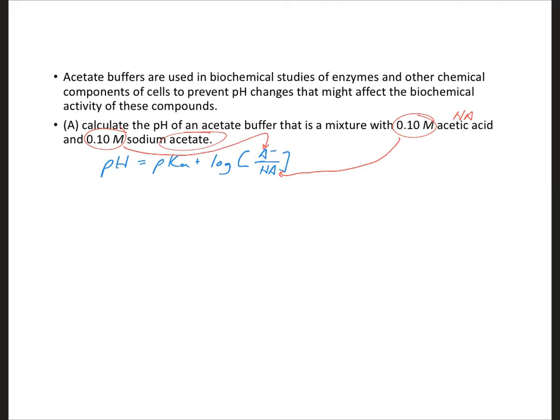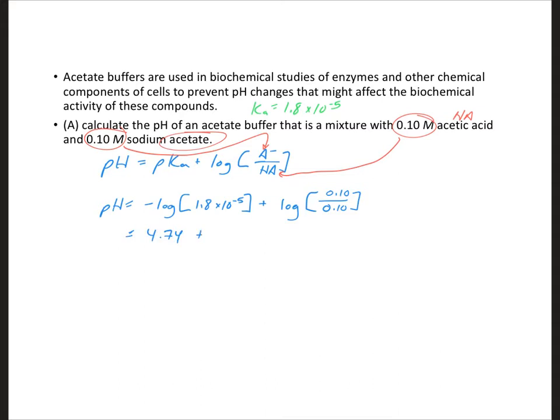So now what we're going to need is the Ka, and we've already worked several problems now with acetic acid. You could look that up or remember that it's 1.8 times 10 to the minus 5. That's the Ka that we've been working with. And so now let me plug in all those values, and then I can go ahead and start to simplify. The negative log of 1.8 times 10 to the minus 5.